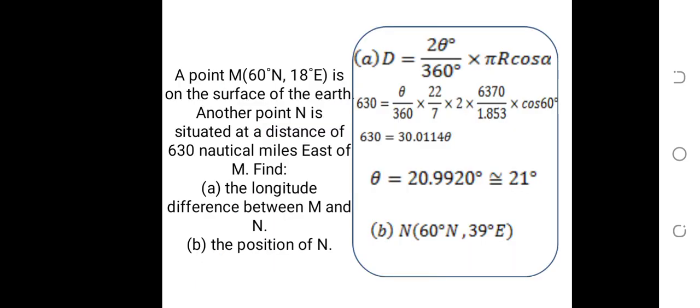A point M, 60 degrees north, 18 degrees east, is on the surface of the Earth. Another point N is situated at a distance of 630 nautical miles east of M. Find A. The longitude difference between M and N, and the position of N.